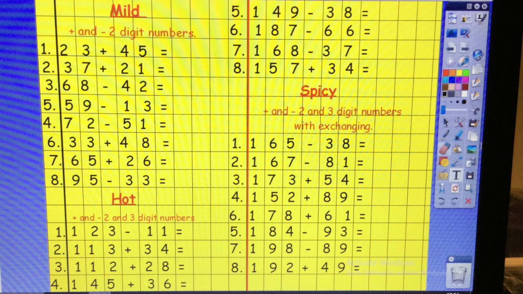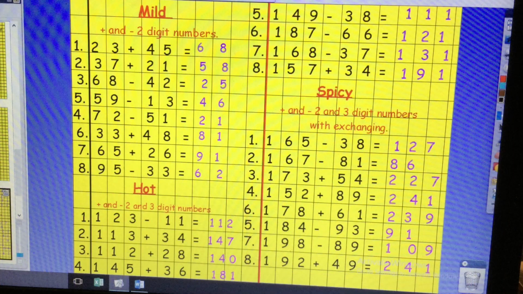Don't forget to check whether it's a subtraction or an addition, because there is a mixture of both in mild, hot and in spicy today. Good luck! And here are your answers today for mild, hot and spicy. Pause the video now and give yourself a chance to mark the ones you've done.